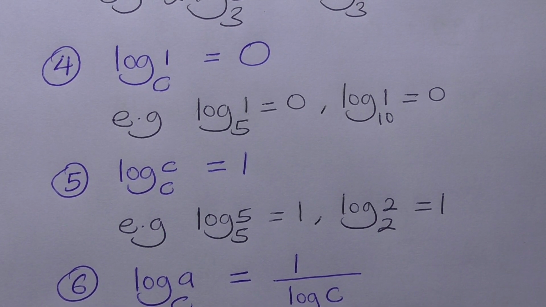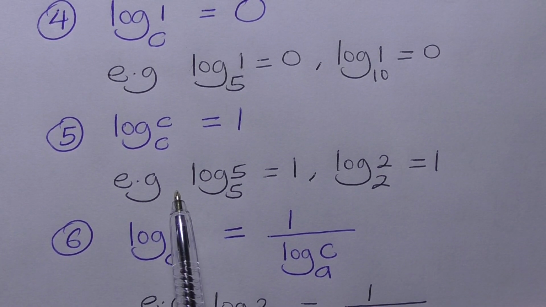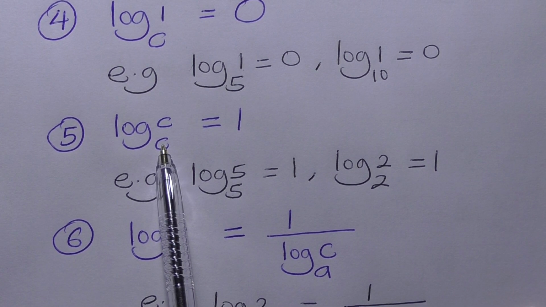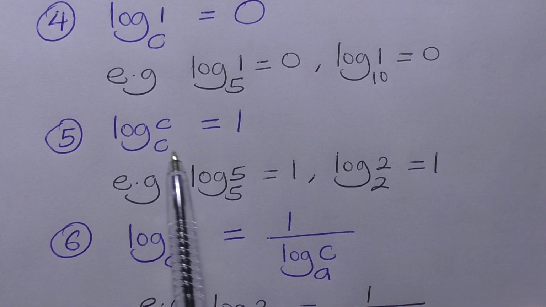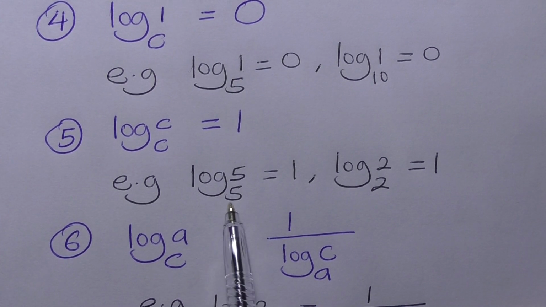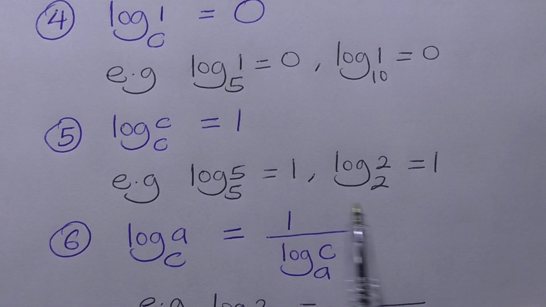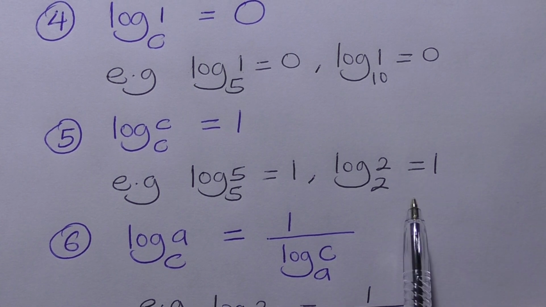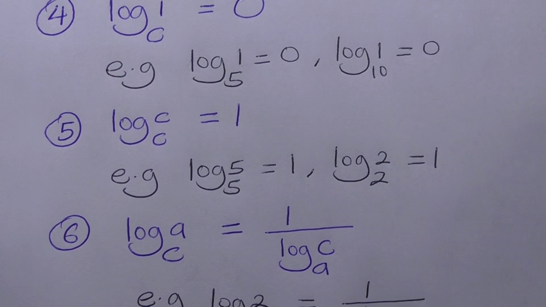Let's move to the fifth law. Law number 5 tells us that if the base is the same as the power of the logarithm, then that logarithm equals 1. E.g., we have log 5 power 5 equaling 1. We have log 2 power 2 equaling 1. So if the base equals the power, that logarithm equals 1.